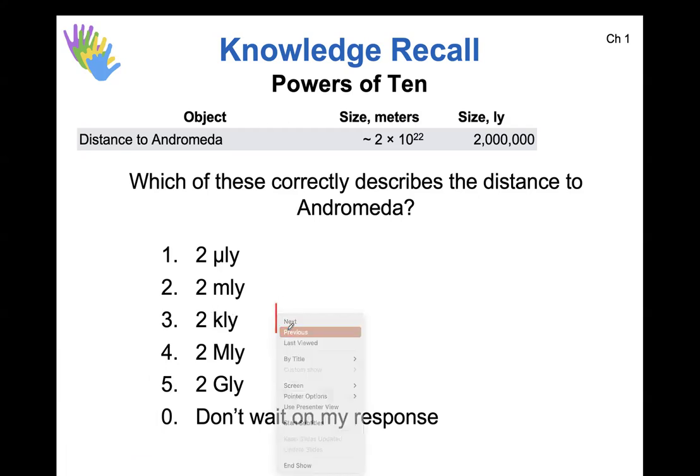K is 10 to the third. So it's 1,000. So that's a kilo. M is 10 to the 6. And that is called a mega. So it'd be mega light year. And it's a million.